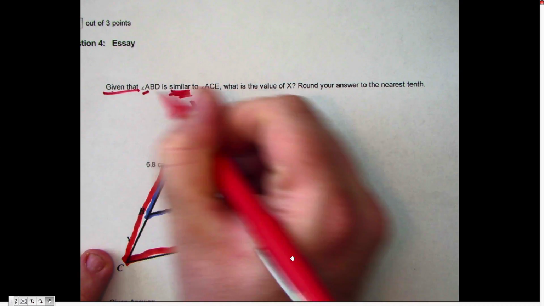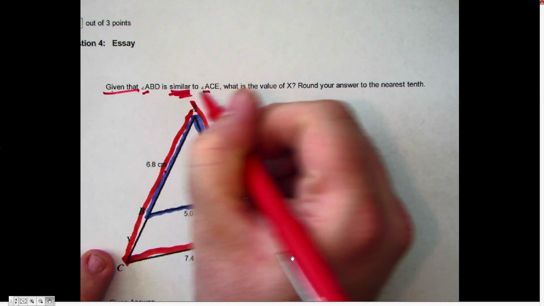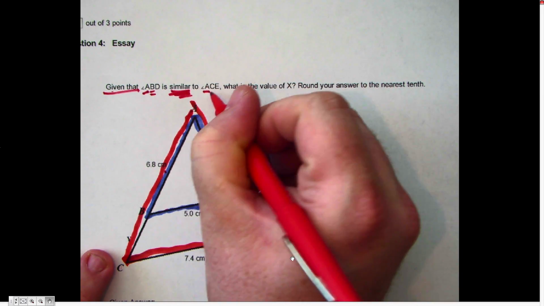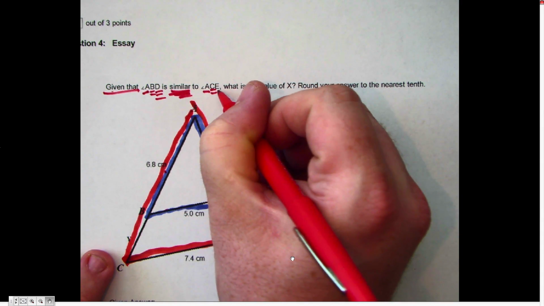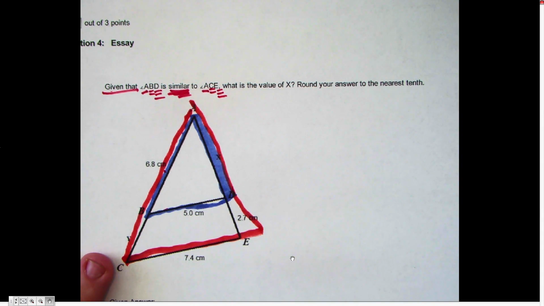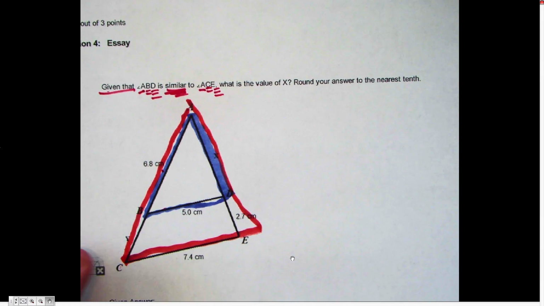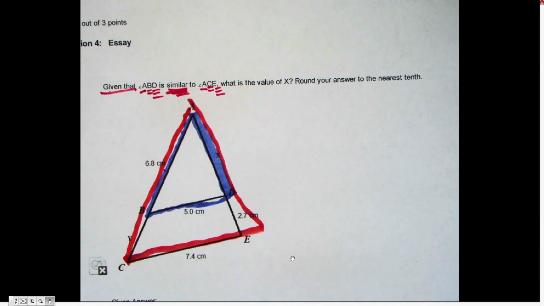If we're told that they are similar, when we're given that information, that means this is the same angle as that. This angle is congruent with that, and that angle is congruent with that angle. So A with A, B with C, and D with E. What is the value of X? Round your answer to the nearest tenth.